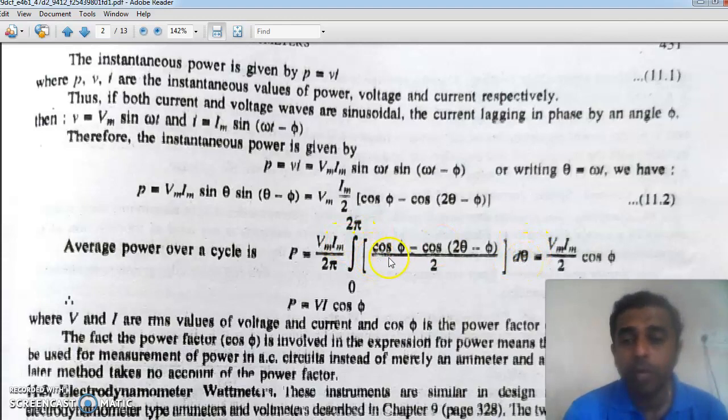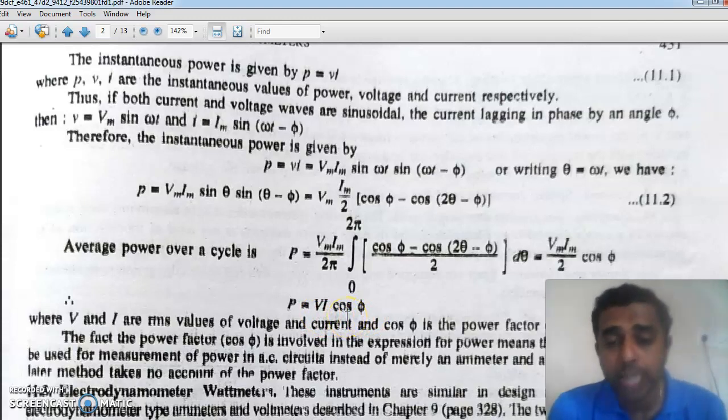When you perform the integration of d theta, that becomes theta. Apply the limits, 2 pi minus 0, that is 2 pi. The 2 pi and 2 pi get cancelled. What remains is Vm Im by 2 cos phi. And we know that Vm by root 2 multiplied by Im by root 2 is nothing but VI cos phi, where V is Vm by root 2, that is Vrms, and I is Im by root 2, that is Irms. So the average power over a complete cycle is P equal to VI cos phi.